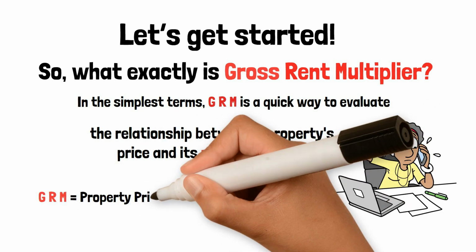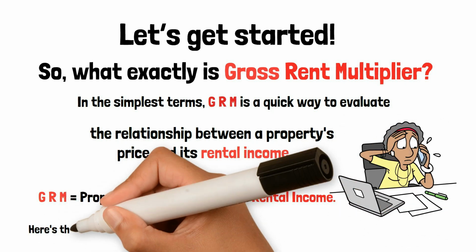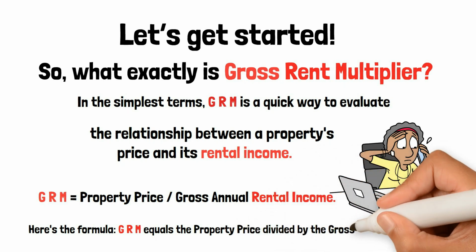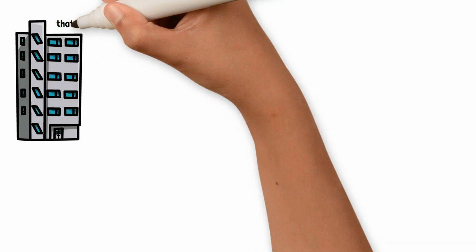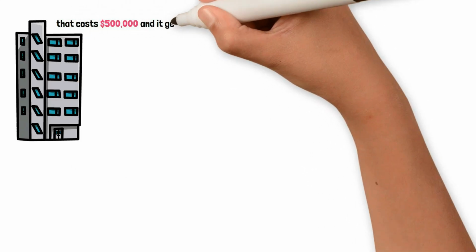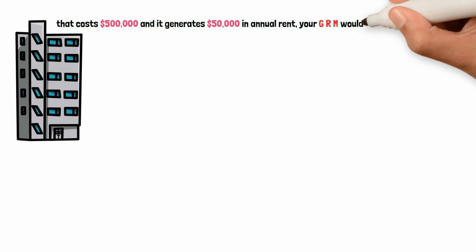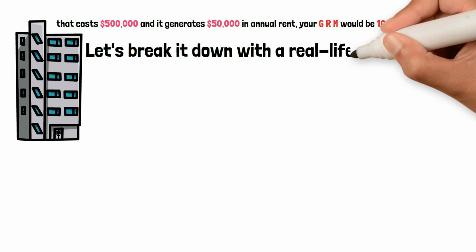GRM equals property price divided by gross annual rental income. Here's the formula. GRM equals the property price divided by the gross annual rental income. So if you're looking at a property that costs $500,000 and it generates $50,000 in annual rent, your GRM would be 10. Easy, right? Let's break it down with a real-life example.